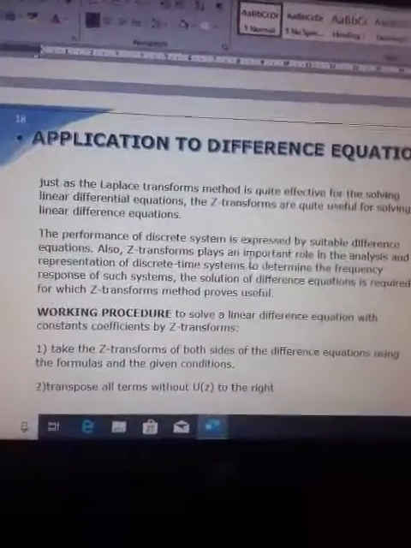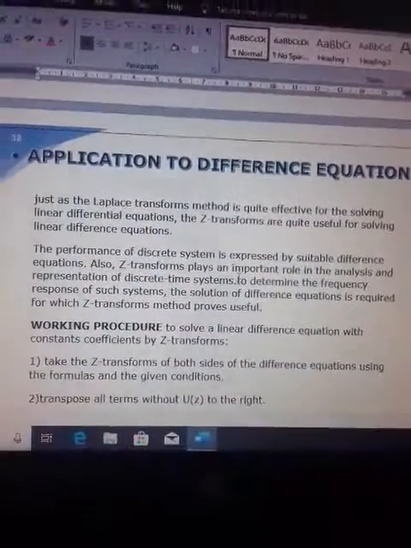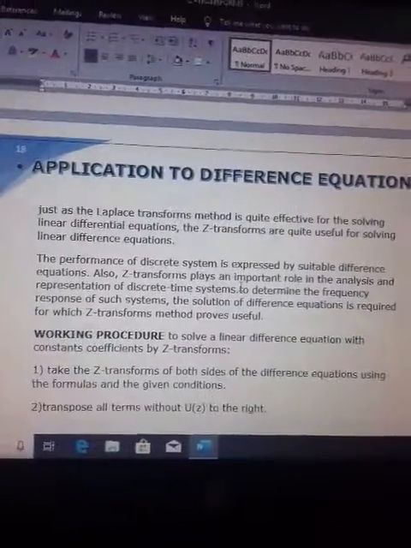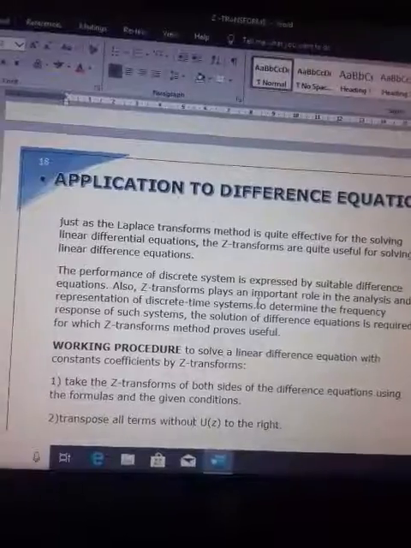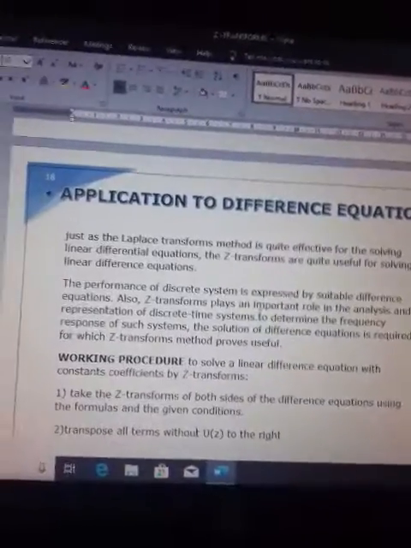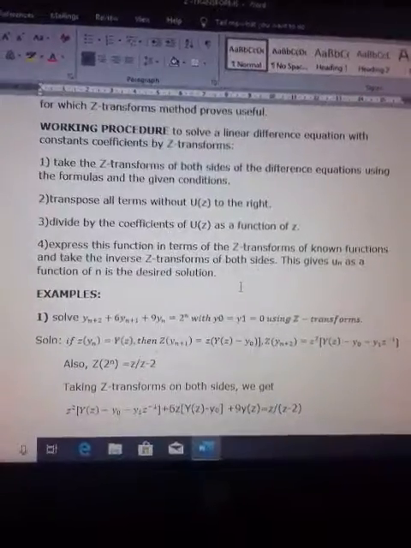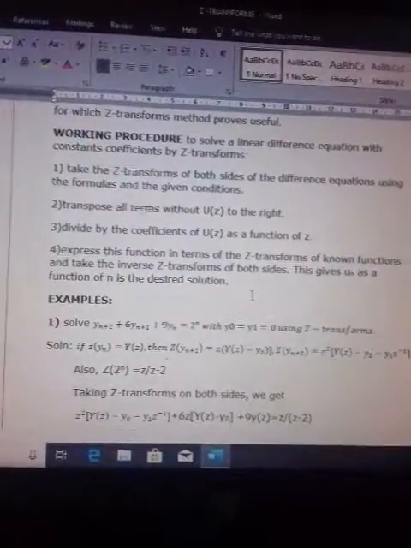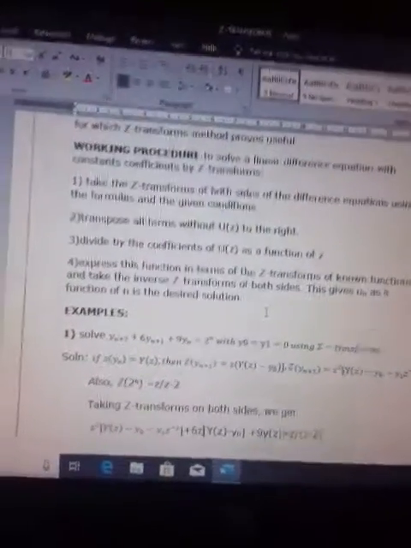And application to difference equations, that is, Z transform is also very helpful to solve difference equations. So here is the working procedure and examples to solve difference equations by using Z transform. I had done two examples.